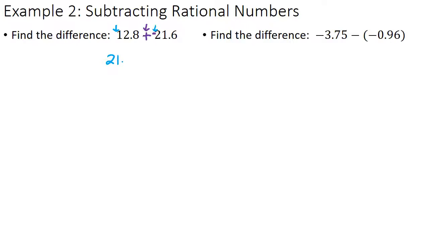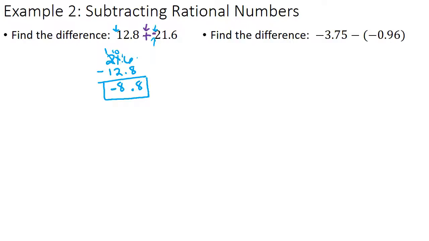So 21.6 minus 12.8. So 6 can't take away 8, so we're going to borrow here. This is going to become 0. This is going to be 16, so that's 0.8. 0 can't take away 2, so again we have to borrow. This makes 1, and we have 10 minus 2 is going to be 8, and 1 minus 1 is 0. So I end up with 8.8. Now I need to determine if this is positive or negative. So my bigger number was negative, which means that my answer is going to be negative. So my answer is going to be negative 8.8.